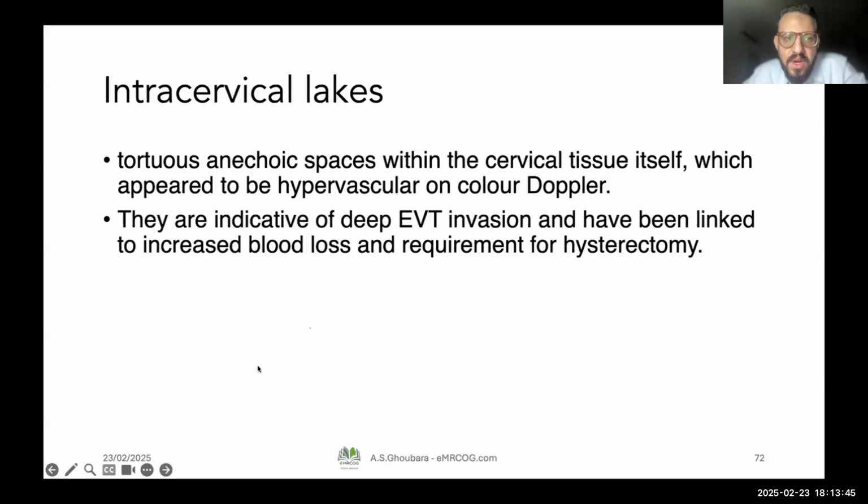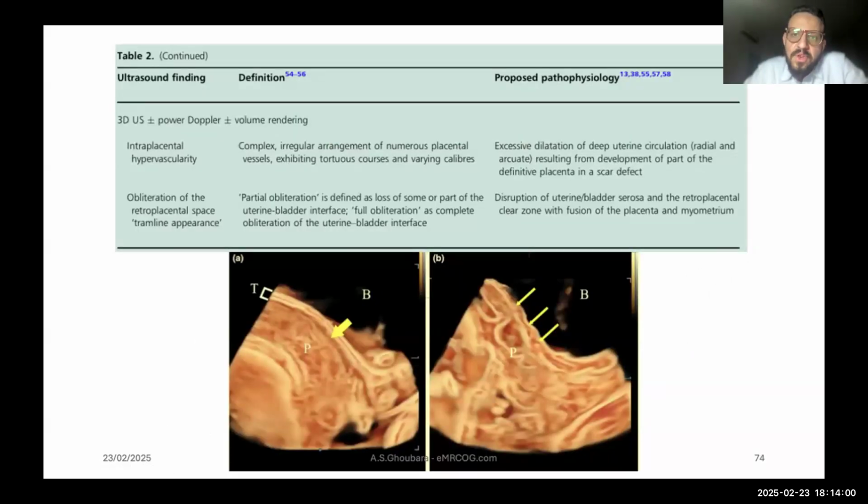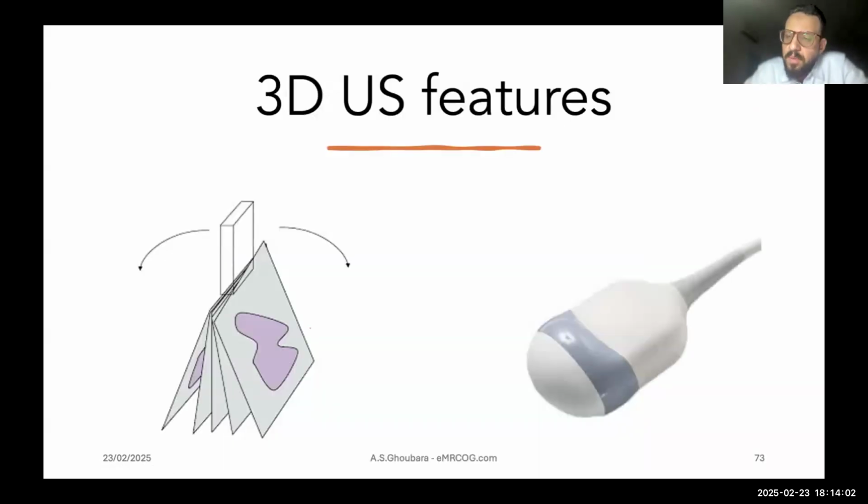Okay, so seriously, it's there in the TOG article. They are indicative of deep AVT invasion and have been linked with increased blood loss and requirement for hysterectomy. Now let's go to 3D ultrasound. With 3D ultrasound, there are just one or a couple of signs that are very important for the PAS diagnosis.